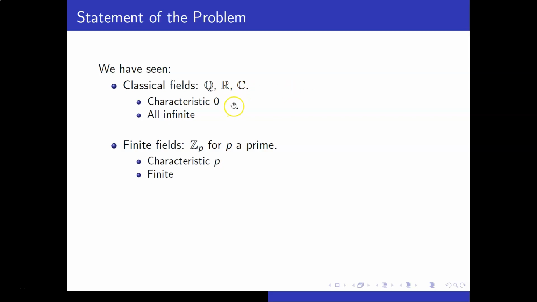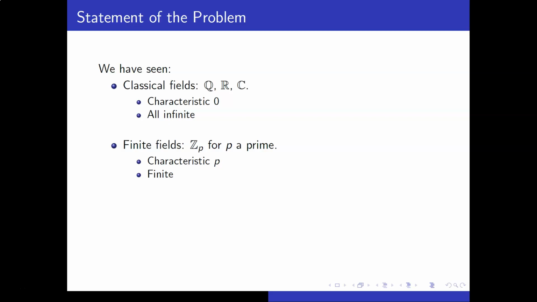All three of these fields are characteristic zero, and they are all infinite. Our work on field extensions and the Kronecker extension theorem showed that there are a whole mess of fields between Q and R and Q and C, depending on roots of polynomials. But classically, these are the main heavy hitters that you see. We've also seen that Z mod P will form a field when P is a prime number. If I'm dealing with Z mod N, where N is composite, it's not even going to be a domain, so don't even try. But these have characteristic P, and all of them are finite.